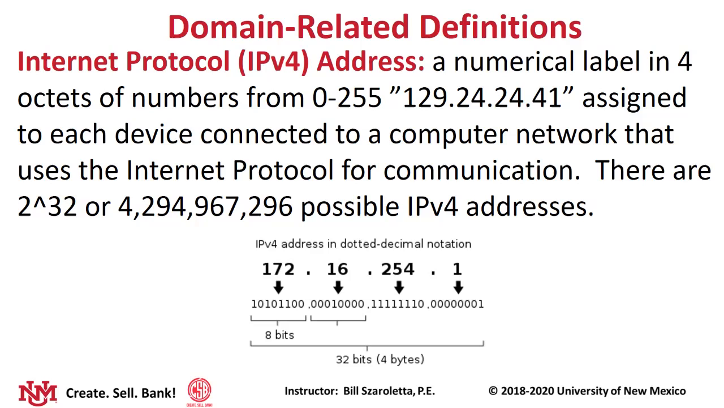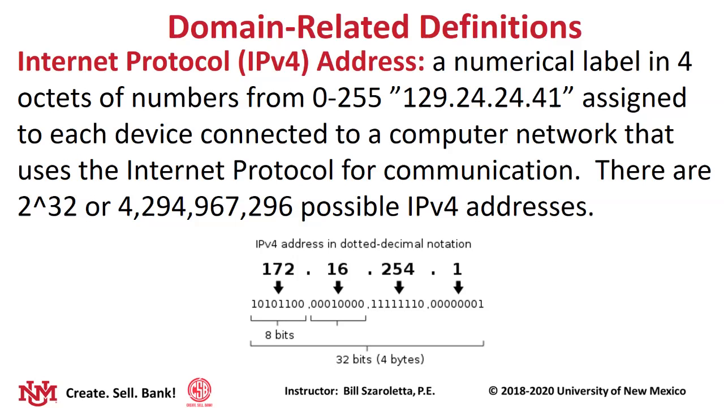Now, the internet uses Internet Protocol, and this is IP version 4, which is basically a numeric label in 4 octets of numbers from 0 to 255. For instance, like 129.24.24.41, assigned to each device connected to a computer network that uses the Internet Protocol for communication. Now, there are 2 to the 32, or 4,294,967,296 possible IPv4 addresses. So that's essentially the IPv4.